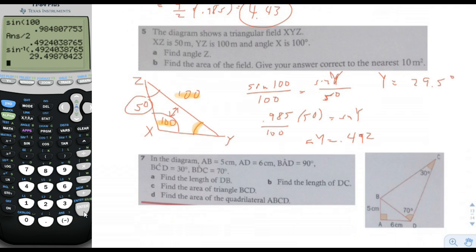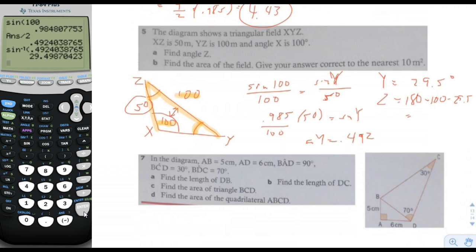And if we know y, then now do we know it? No, now we still don't have it. We need to have two sides and an included angle. The sides we know are this one and this one. So the included angle that we need to know is angle z. But now that we know angle y and angle x, we can figure out angle z, because angle z is going to be 180 minus 100 minus 29.5. And that'll give us the answer.